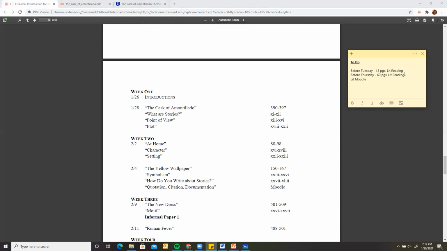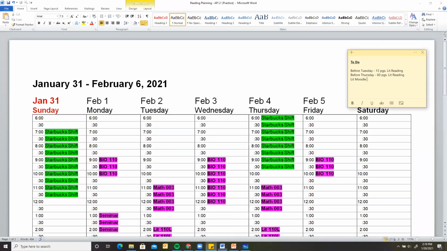Okay, after I've listed everything I need, and you would want to do this for all your classes, not just one, you're going to go back to your calendar and start to take a look at times you have open. So before Tuesday, I need to get this 13-page lit reading done.